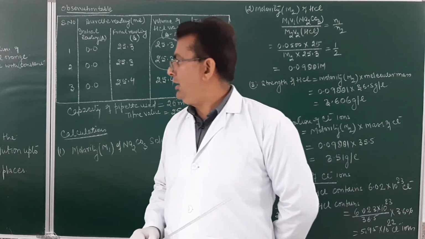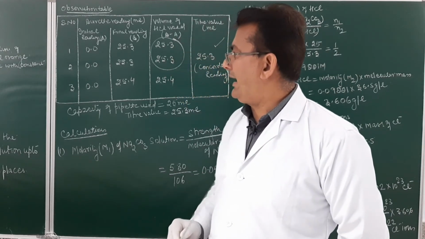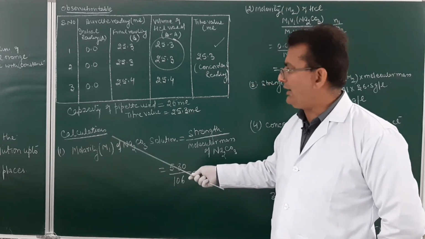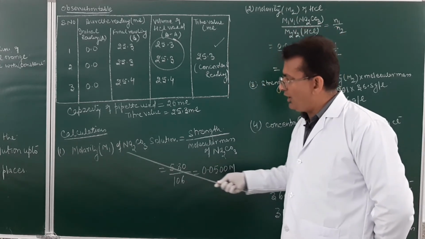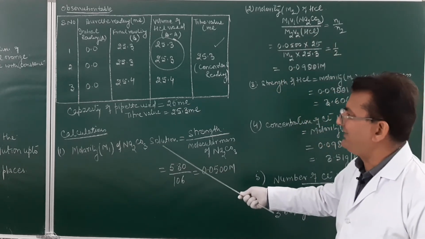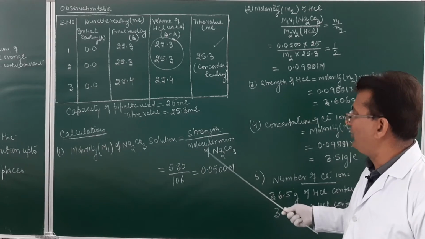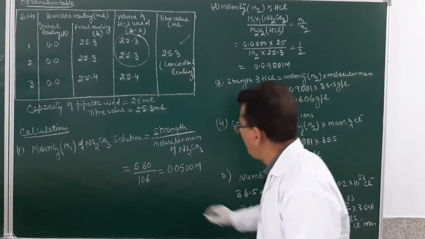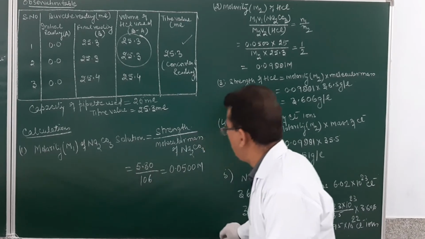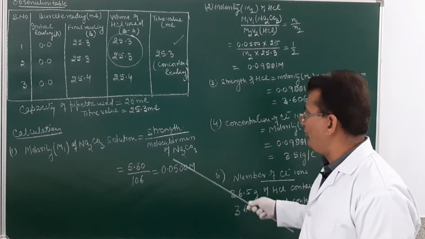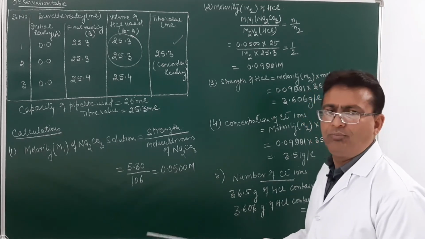Now, in the calculations, you are asked to calculate the molarity of sodium carbonate solution. So, the first calculation will be the molarity of sodium carbonate solution. The formula will be strength upon molecular mass of sodium carbonate. What is the strength given? 5.30 divided by the molecular mass of sodium carbonate, which is 106. So, it will come out to be equal to 0.0500 molar.